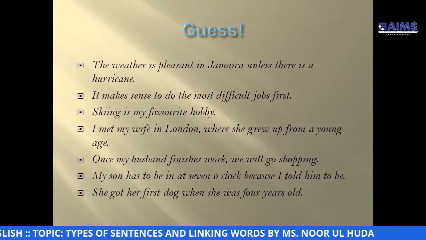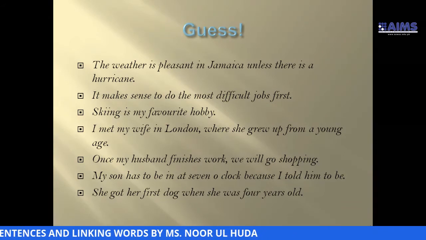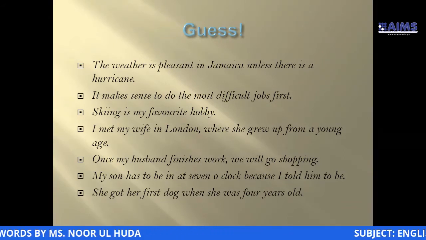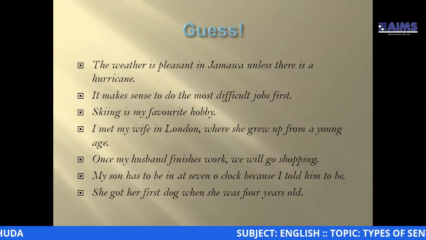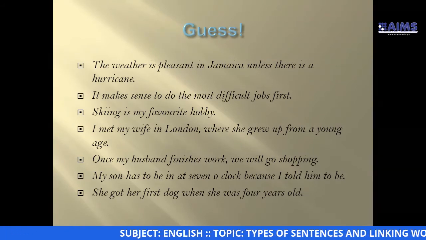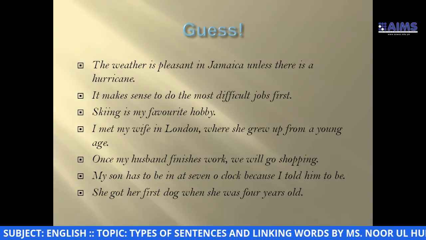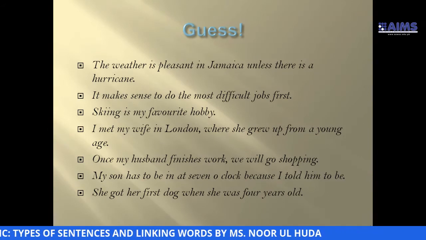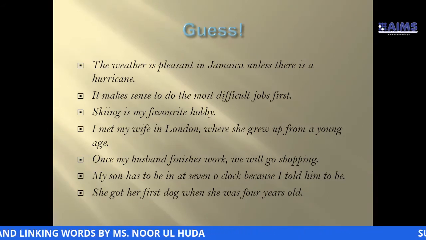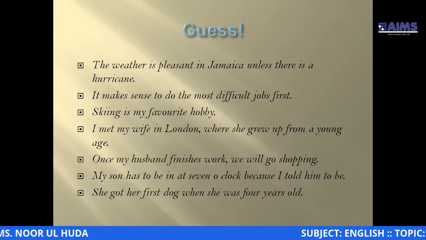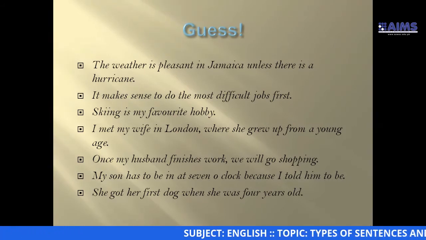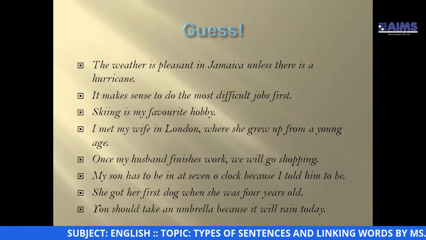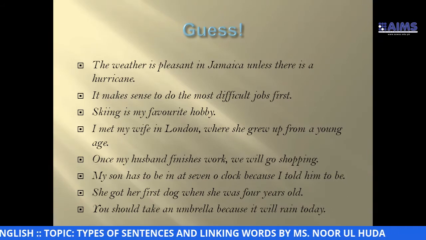She got her first dog when she was 4 years old. So here, when is used. When means I'm giving a condition. So when we provide a condition about something or about the other happening, it forms a complex sentence, not a compound.